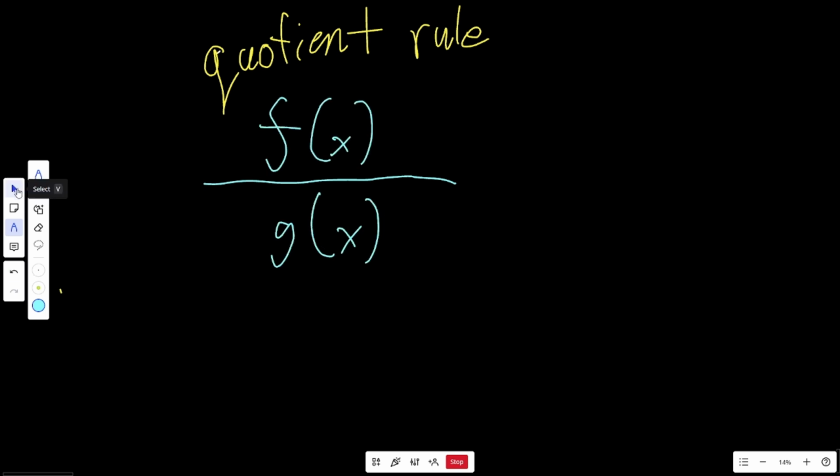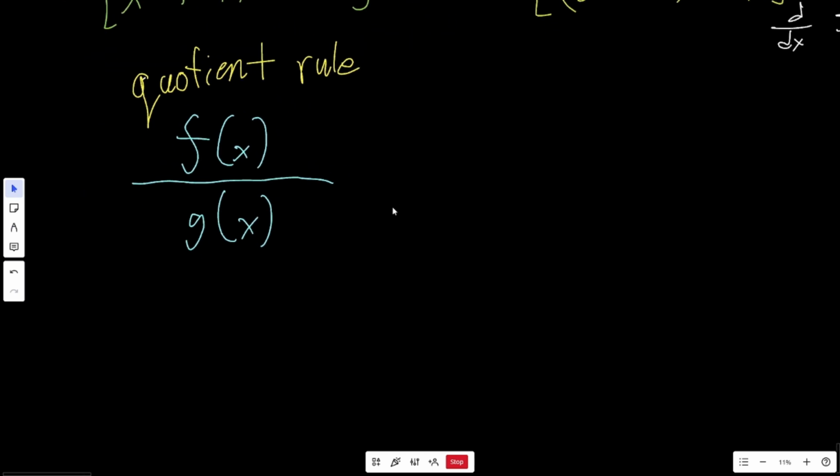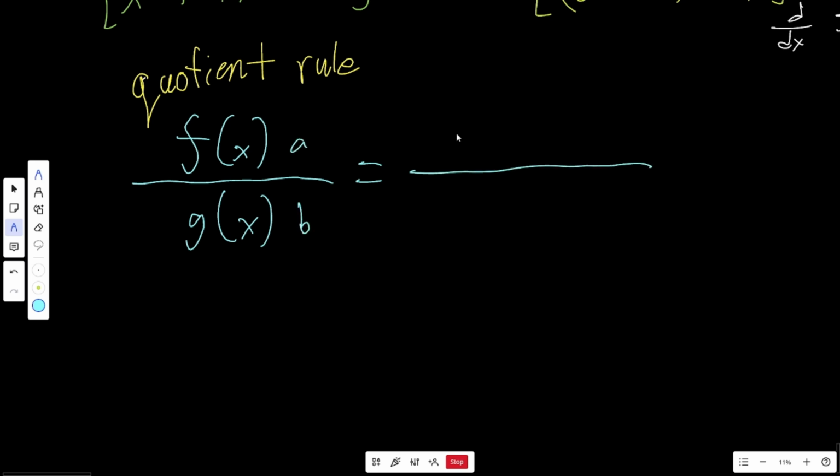And the derivative of this is given as, again we'll use this as a and we'll use this as b, the derivative of a times b minus a times the derivative of b. And this is all over b squared.